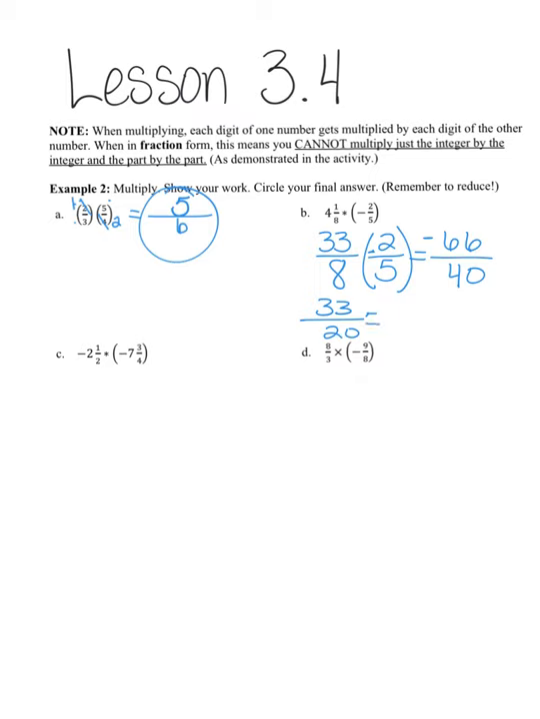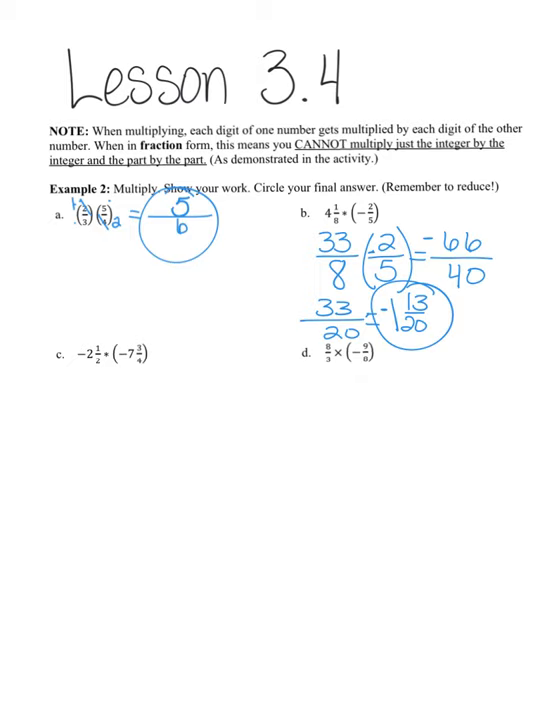20 goes into 33 one time, with 13 as my numerator. And again, my answer is negative because back in our original problem, we've got a positive times a negative, which results in a negative. So my final answer here is -1 and 13/20.